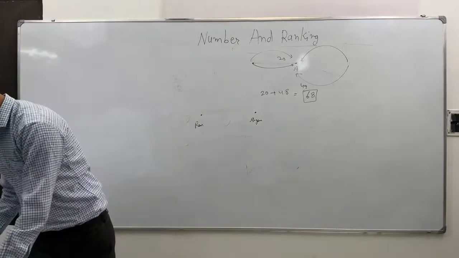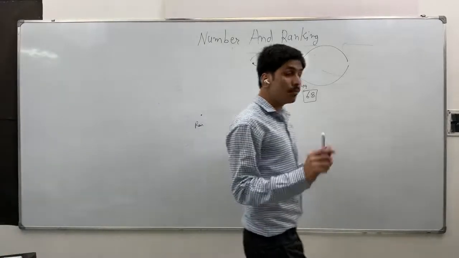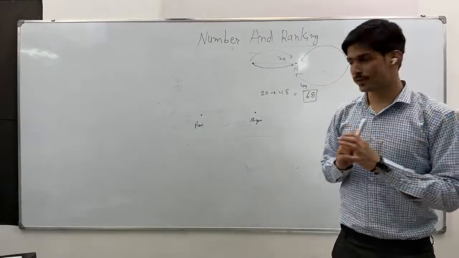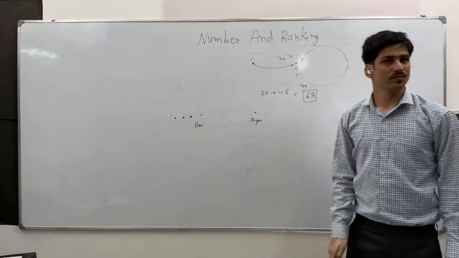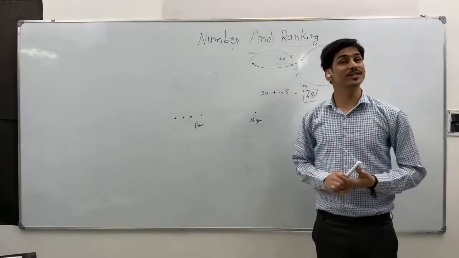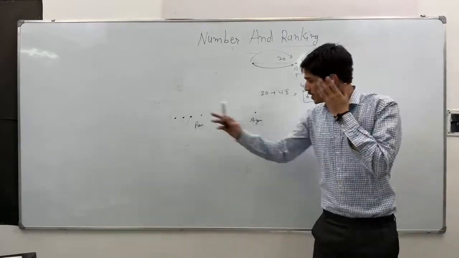Okay, but the question is, Ram is 15th from the left. So it means how many students are there before Ram? 14. Before Ram, how many students are there? Three. 3 only. Shyam is left.